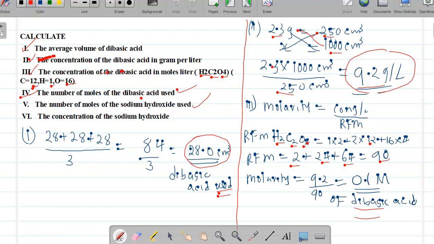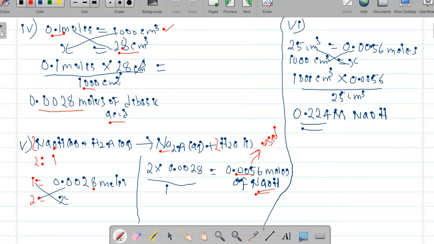So therefore 0.0056 moles, which is the moles used, is equal to the volume used, which is 25 centimeter cubic. What about 1000? Concentration in terms of moles per liter, which means the molarity in terms of volume is equal to 1000. Then you cross multiply. You multiply 1000 by 0.0056 divided by 25. This is what you will get. This is the molarity of the sodium hydroxide.